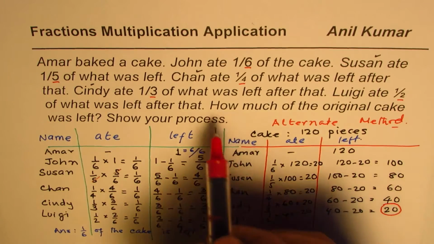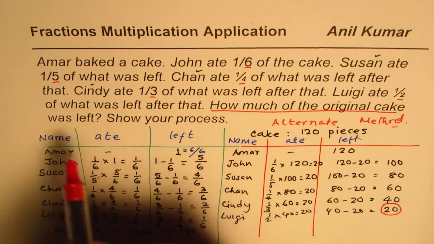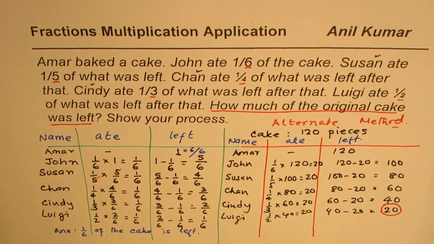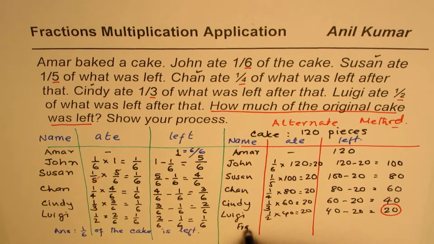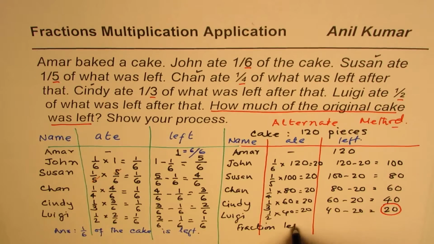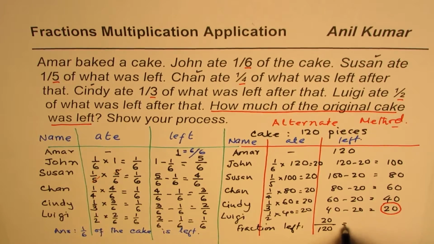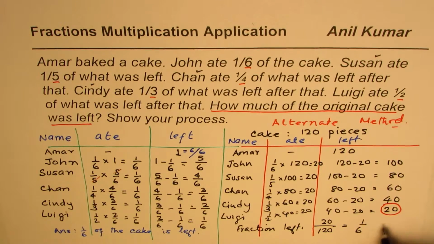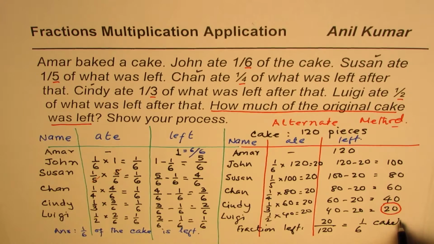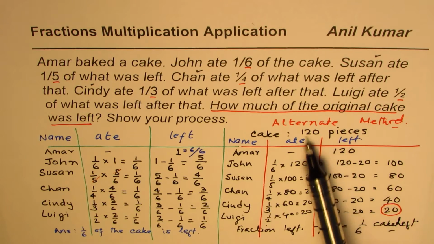Now the question is, how much of the original cake was left? So originally, we had 120 pieces, right? So the fraction left is how much? It is 20 divided by 120, and when you divide, you get 1/6. So 1/6 cake left. Is that okay? Right? So you get the same answer with a value.